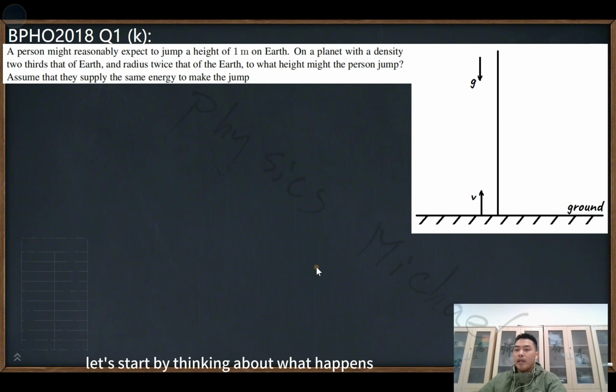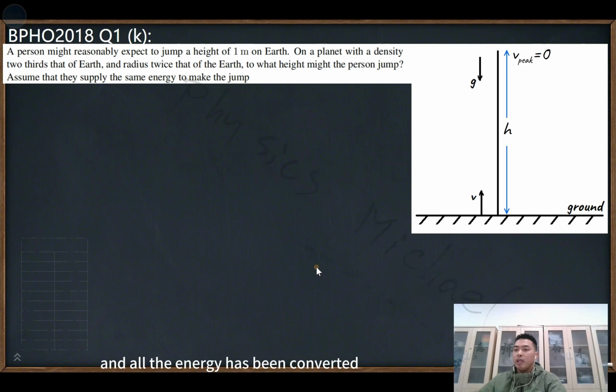Let's start by thinking about what happens when someone jumps. When a person jumps, they push off the ground with a certain amount of energy. This energy is initially in the form of kinetic energy, that is, energy due to the motion. As they rise, their energy is gradually converted into gravitational potential energy. At the peak of the jump, their upward velocity becomes 0, and all the energy has been converted.